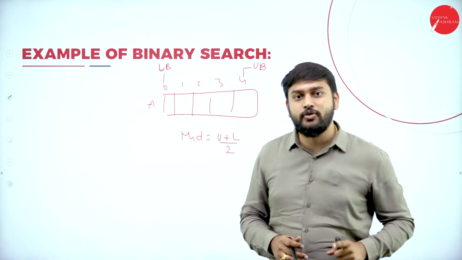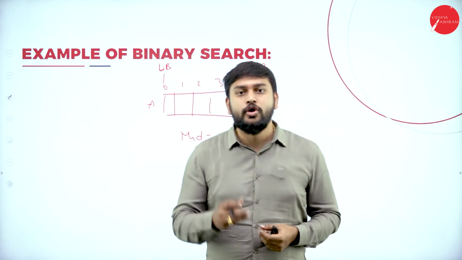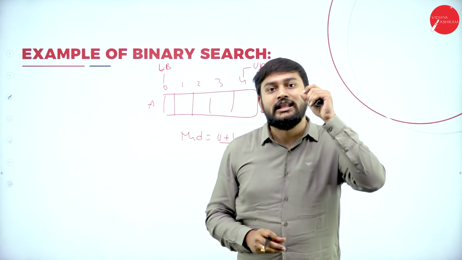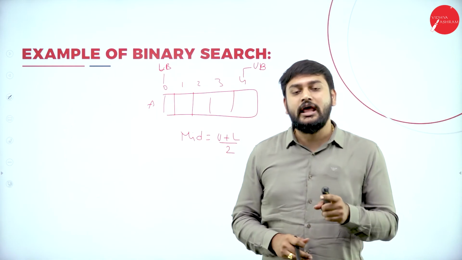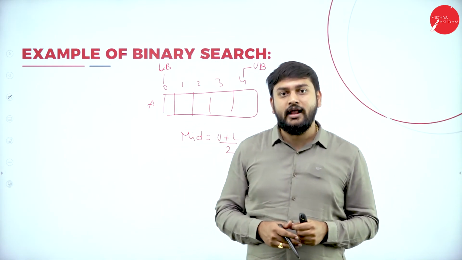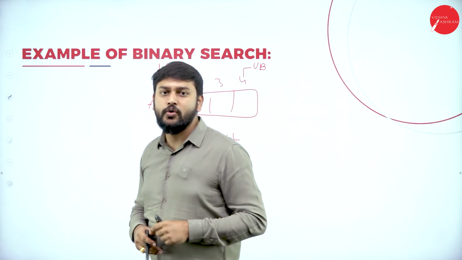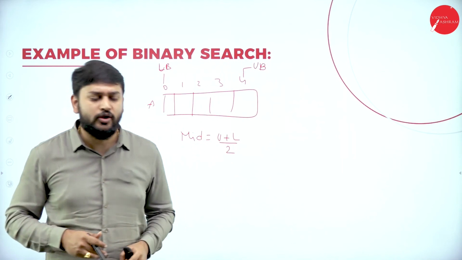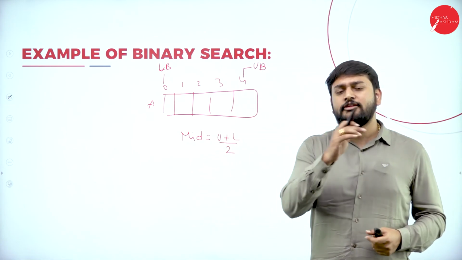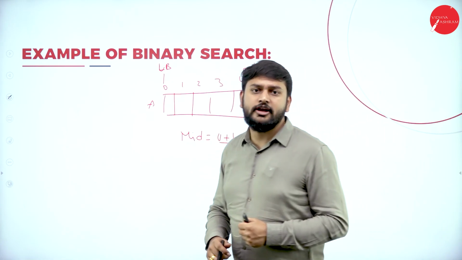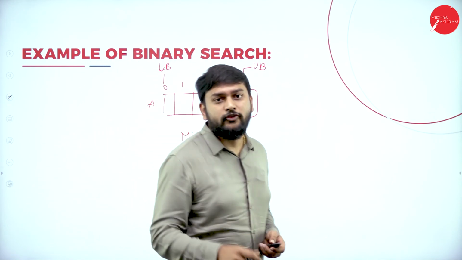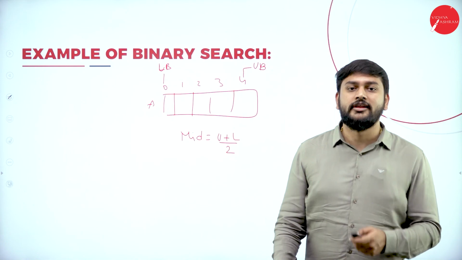So this is case number 1. When it comes to case number 2, suppose my mid value is lesser than the item, then I will make the mid value the lower bound. Then I will start calculating the mid value, and I will be repeating this step again and again until I get my value. So this is how I will be performing the binary search, my dear students.